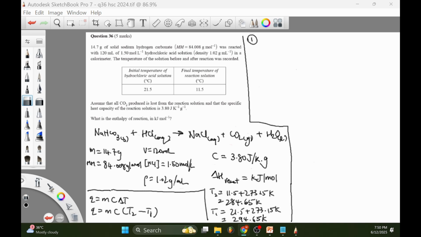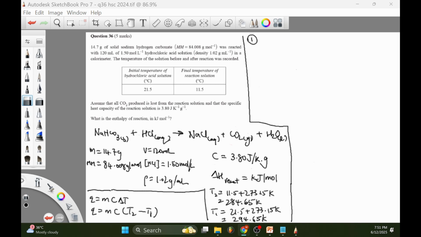So this is quite an interesting question because it brings in limiting reagent, Q equals mCΔT, and kilojoules per mole. So let me break it down for you. The first thing I did was to write a balanced chemical equation. So you have sodium hydrogen carbonate solid plus hydrochloric acid aqueous, which makes sodium chloride aqueous, carbon dioxide gas and liquid water. It turns out everything is already balanced as is.